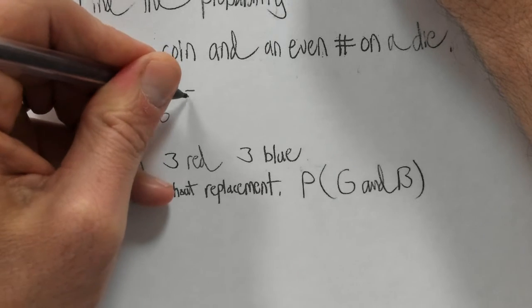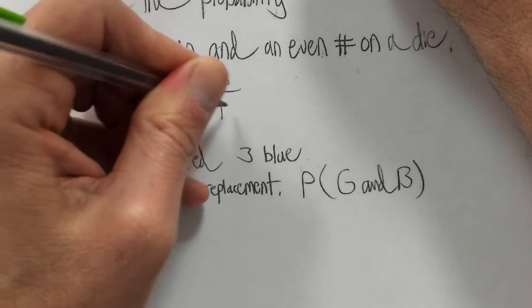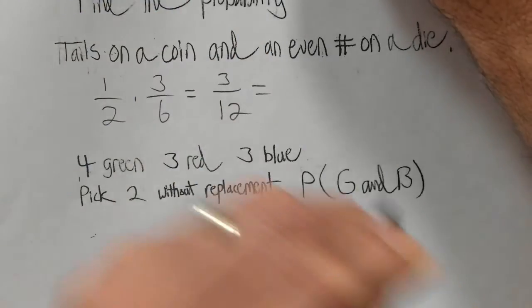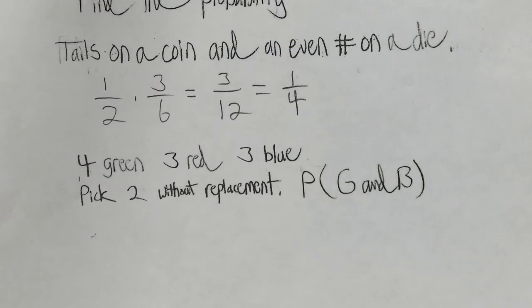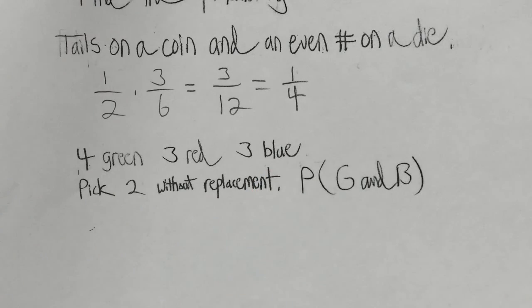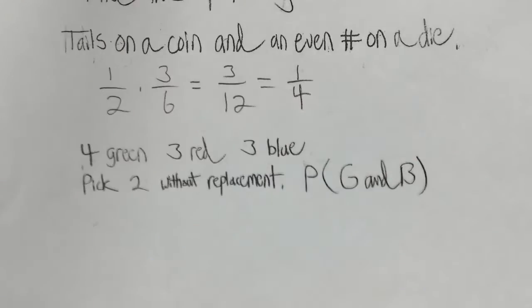You can either reduce that now or later. If you multiply them first, you would get 3 over 12, which then would have to be reduced to 1/4. So the probability of getting tails on a coin and an even number on the dice at the same time is 1 out of 4. Two independent events: the probability of each one, multiply them together.